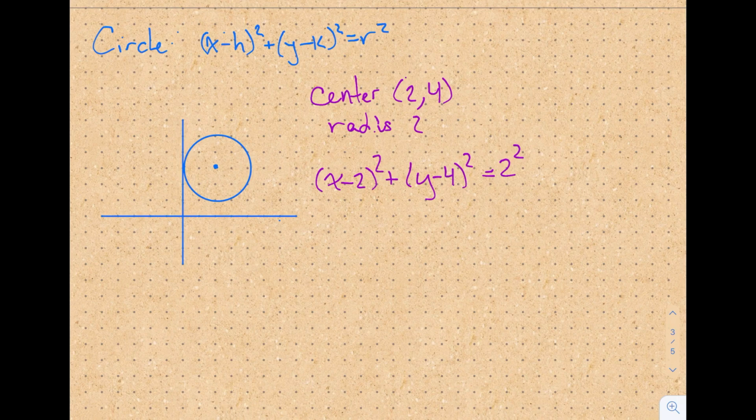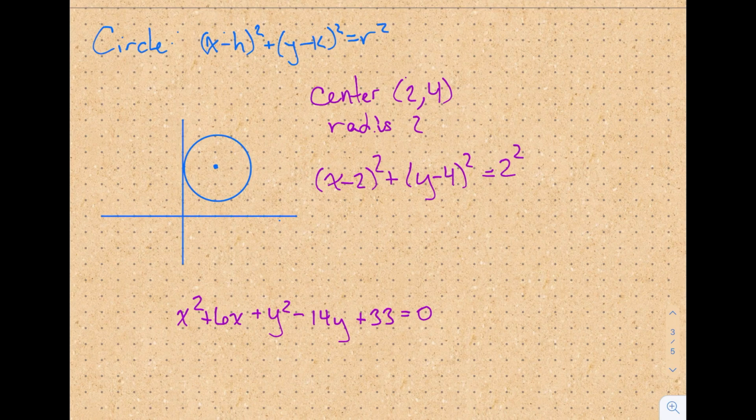We should also be able to work in reverse. We should be able to read an equation for a circle and tell where its center and radius are. Now, sometimes this might involve completing the square. So here is the equation of a circle, x squared plus 6x plus y squared minus 14y plus 33 is equal to 0. So we need to complete the square for x, complete the square for y, and then move all of the extra numbers over to the other side.